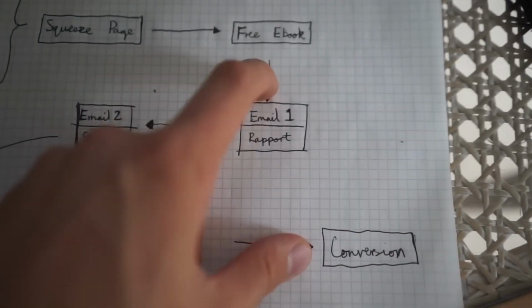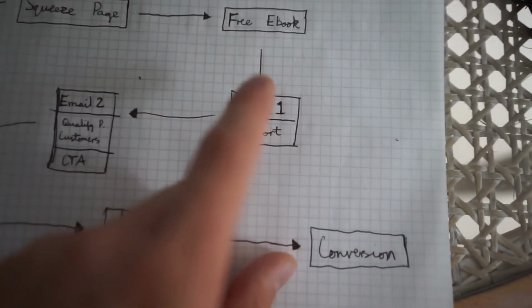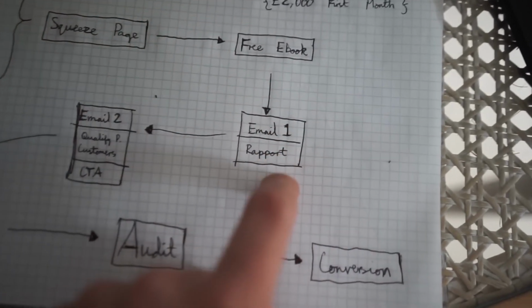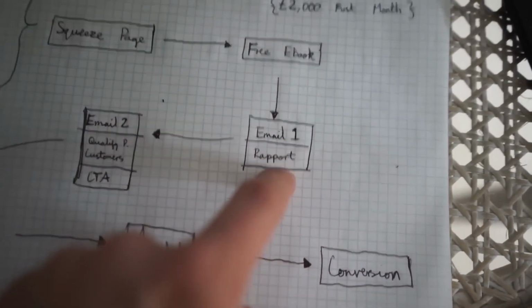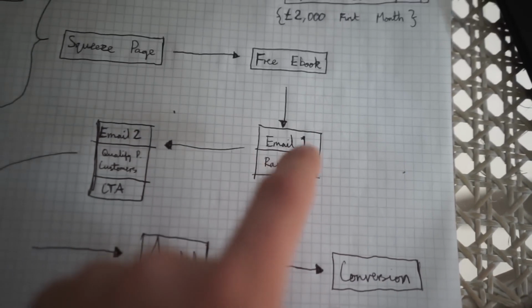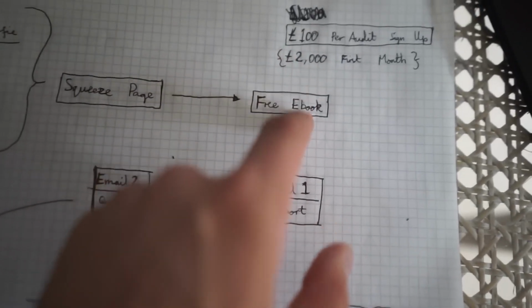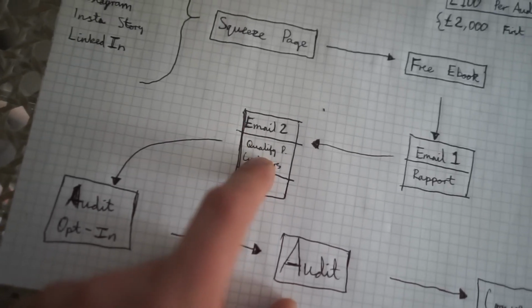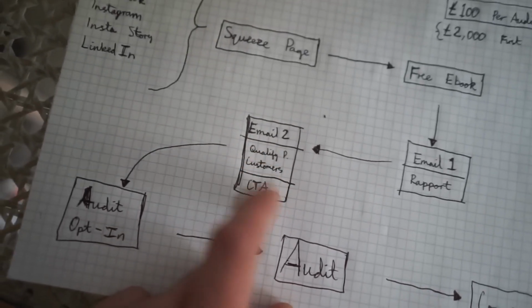Now, exactly a day after they get their free ebook, they get their first email. And once again, all of this is automated. So they get email 1. The point of email 1 is to build rapport. 24 hours after email 1 and 48 hours after they get the free ebook, they get the second email, which is to qualify potential customers, as well as having a call to action.